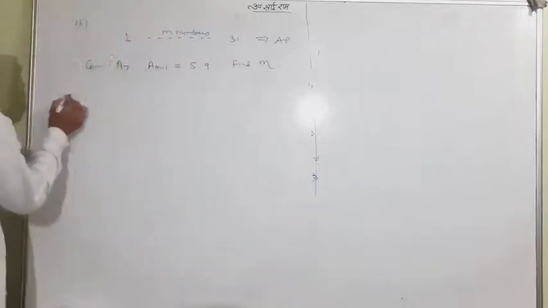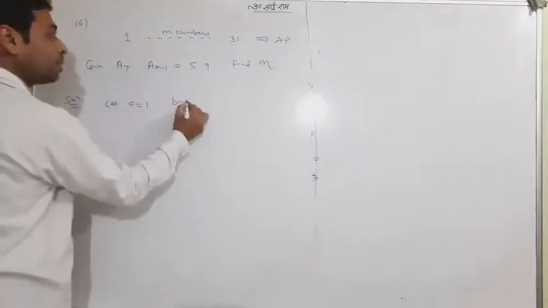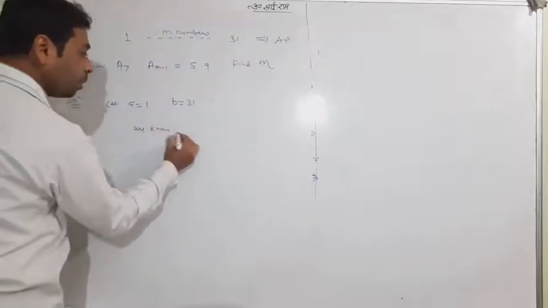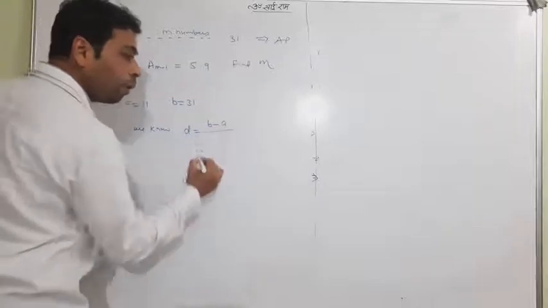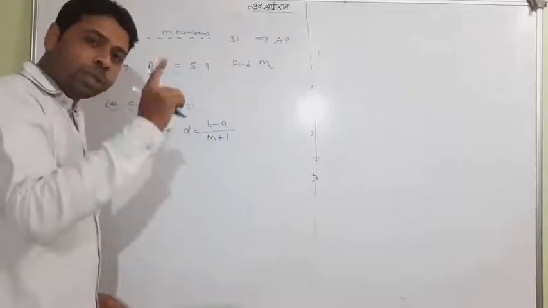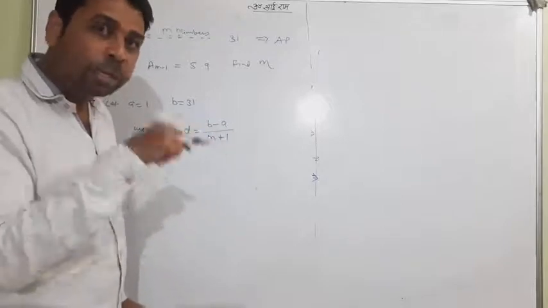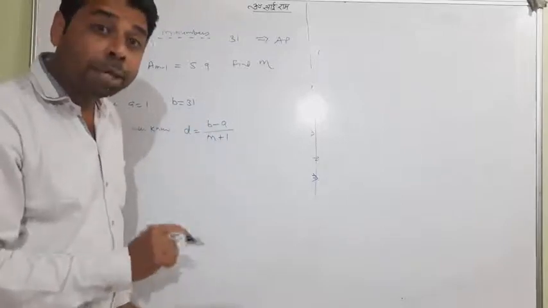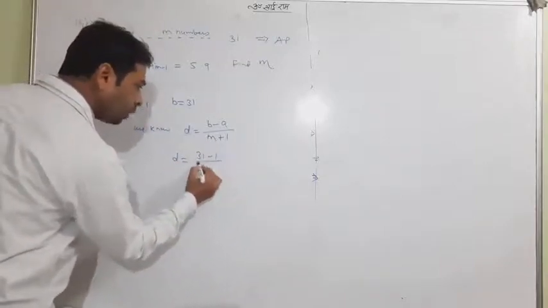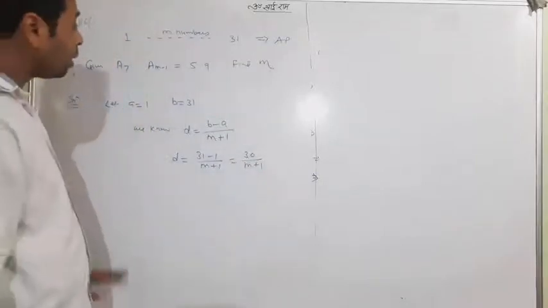So okay, how to go through this? Look, a is equal to 1, the first term. The last term is 31. The number of mean terms is m. First of all, we find d. d is equal to (b minus a) upon (m plus 1). This time it is m plus 1. Try to understand: when we studied it, it was n plus 1 because the number of mean terms was n in the formula. But this time the number of mean terms is m, so we take m plus 1. So d is equal to (31 minus 1) upon (m plus 1), meaning 30 upon (m plus 1). This is my d.